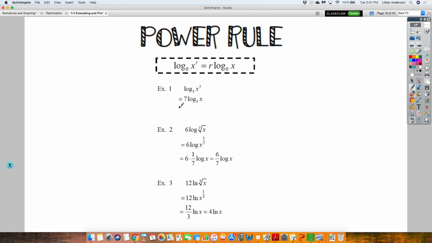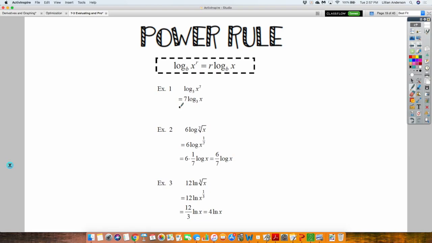Now for number 2, this is the 7th root. Remember, radicals can be written as exponents. So the 7th root can be written as x to the 1/7 power, and then you apply the power rule by bringing the 1/7 to the front. Now because there's already a 6 there, you multiply 6 and 1/7 to get 6/7.